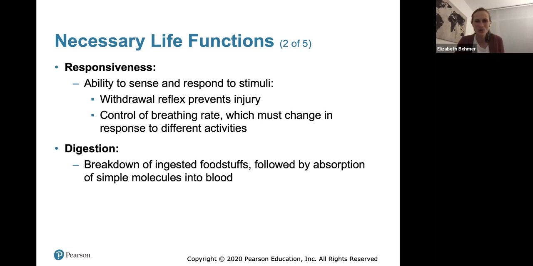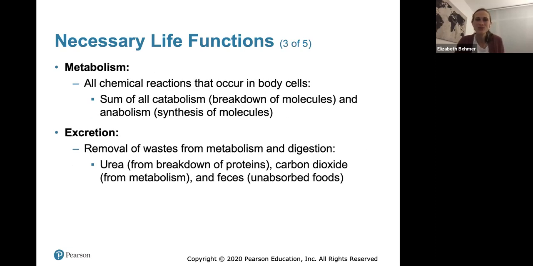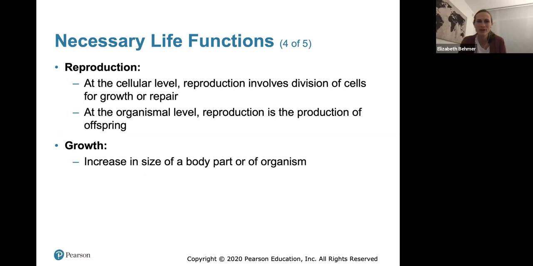Digestion, just breaking down what you eat and then absorbing simple molecules into the blood. Metabolism, all chemical reactions that occur in your body cells. This is the sum of all catabolism, which is breaking down molecules, and anabolism, which is the synthesis of molecules. And then excretion is the removal of wastes from metabolism and digestion. So the wastes that our bodies excrete are urea, which is when proteins are broken down, carbon dioxide from metabolism, creating energy, and feces, which is anything that our gut cannot absorb.